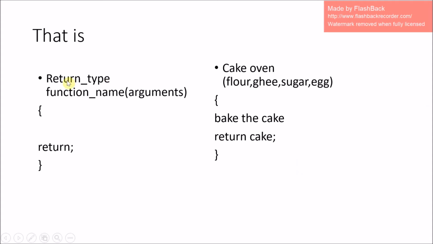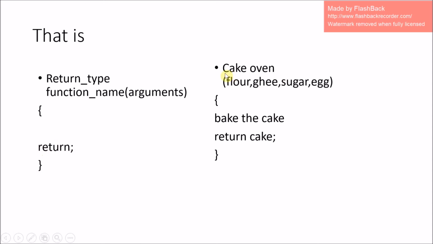Let's see. The syntax of a typical C program function is return type, function name, followed by the arguments in the brackets. Then we will have the function body where we write the code of what the function does. Then we will have a return statement, or we may not have it. It's according to our logic whether we want to get a value back or not, followed by the closing braces.